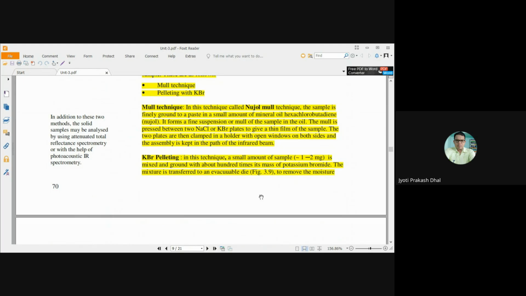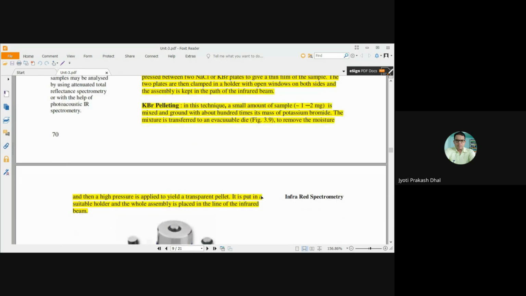In this technique, the Nujol mull technique, the sample is finely ground to a paste in a small amount of mineral oil. The mineral oil may be Nujol or hexachlorobutadiene, and it forms a fine suspension, or mull, of the sample in the oil. The mull is pressed between two NaCl or KBr plates to give a thin film of the sample. The two plates are then clamped in a holder with open windows on both sides, and the assembly is kept in the path length of the infrared beam.